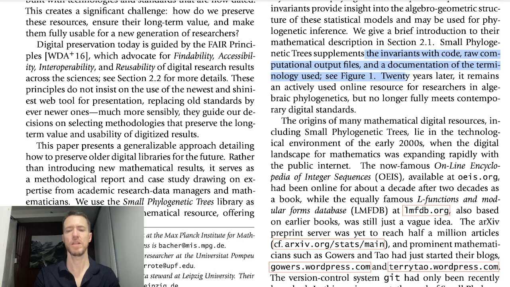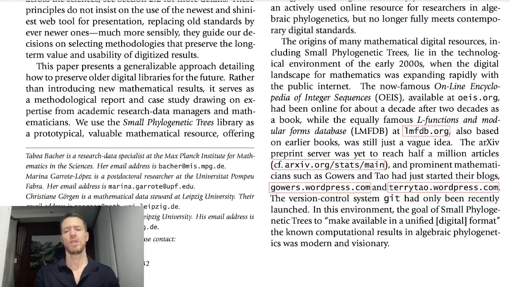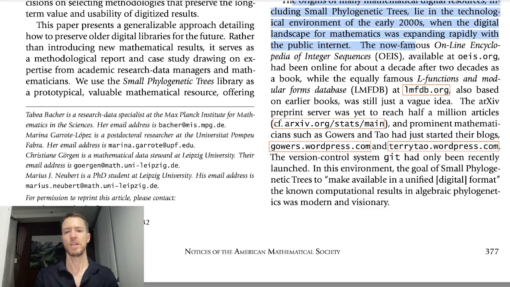20 years later, it remains an actively used online resource for researchers in algebraic phylogenetics, but no longer fully meets contemporary digital standards. The origins of many mathematical digital resources, including Small Phylogenetic Trees, lie in the technological environment of the early 2000s, when the digital landscape for mathematics was expanding rapidly with the public internet. The now famous Online Encyclopedia of Integer Sequences, or OEIS, available at oeis.org, had been online for about a decade after 2 decades as a book, while the equally famous L-Functions and Modular Forms Database, LMFDB, also based on earlier books, was still just a vague idea.